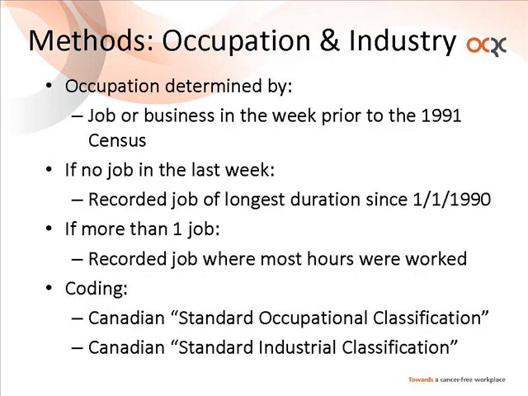Now, the occupation in the census is supposed to be the job or business in the week prior to the 1991 census. So there are set rules for the interpretation of what an occupation is in the census, which is useful. It may not be perfect, but it certainly does give us some decent information. And Stats Canada has done all the work of coding it into a very standard classification system.